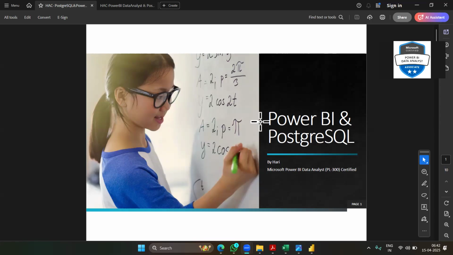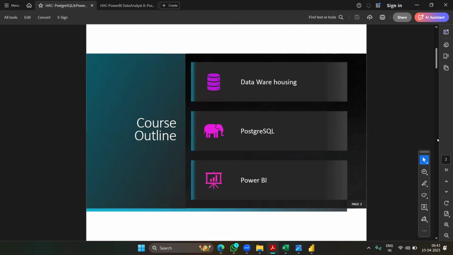So, coming to our course, Power BI and PostgreSQL, right? And the certification we are going to target is Microsoft Business Intelligence Tool Data Analyst, PL-300 certified, right? Now, before going to the topics, let us understand why we are learning this course and what insights this course is going to give us.